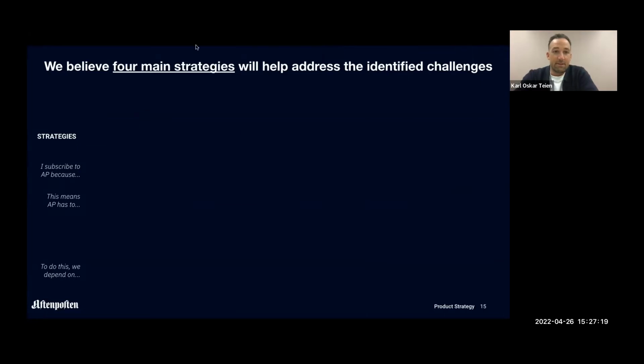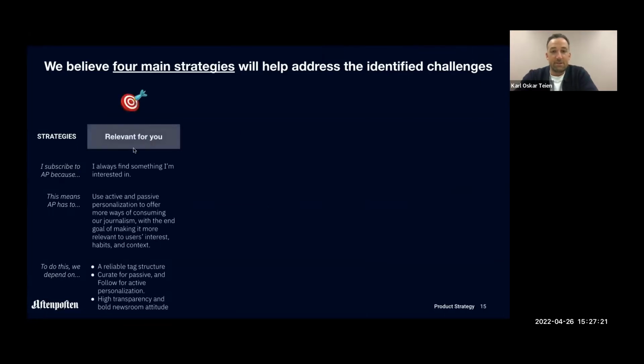But here we say, let's do the first one here, relevant for you. So what is our ambition? Well, I subscribe to Aftenposten because I always find something I'm interested in. So that's our ambition level. We want to be at that point where you can always find that, and we think that requires us to show you stuff that feels relevant to you as a user.